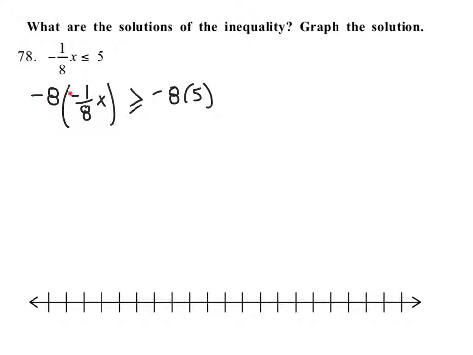Okay, now, negative times negative is positive. The 8 and the 1/8 cancel out to give us just 1x, or x. Now that we've flipped it, it stays flipped. Okay, and we've got x is greater than or equal to negative 40. So when we want to graph that, we could say negative 40 is right there.